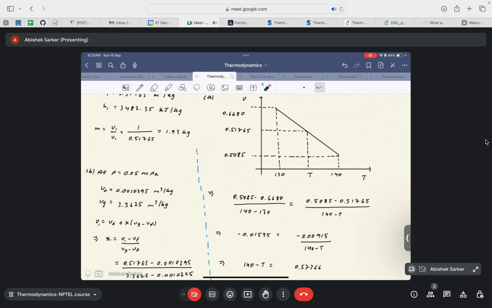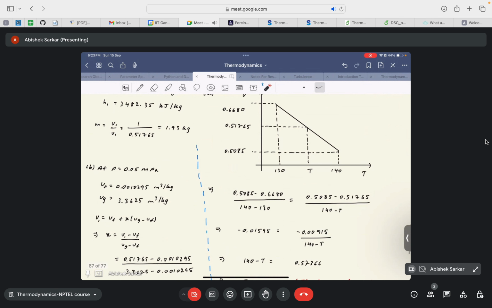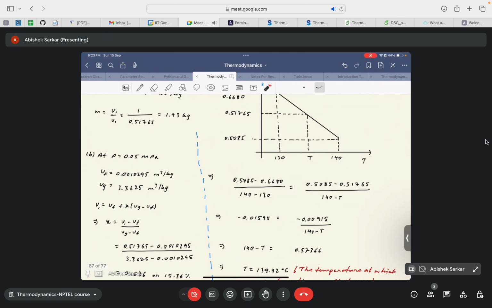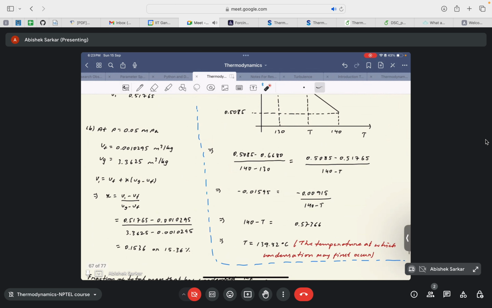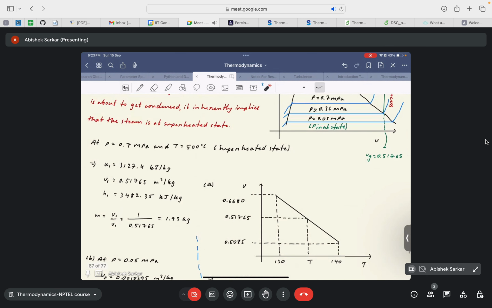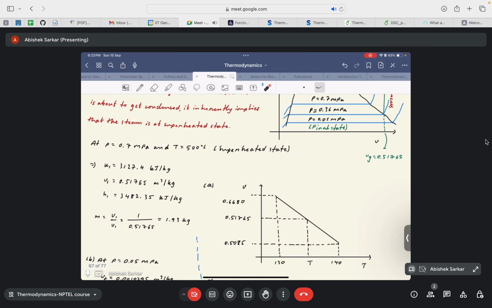Okay, so from linear interpolation we find that the corresponding saturation temperature for a specific volume of 0.51765 is 139.42 degrees Celsius. And this is the temperature at which the condensation may first occur. And from this saturation temperature value, you can find a corresponding saturation pressure as well, and it is found to be equivalent to 0.36 megapascal.